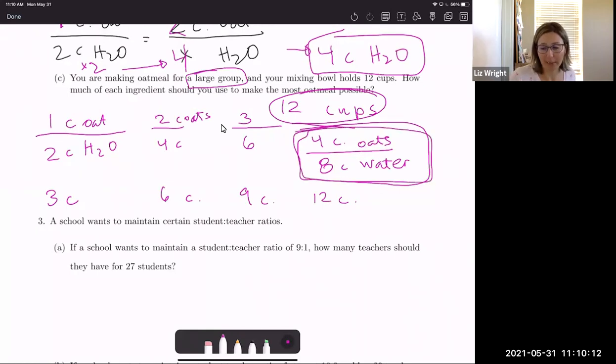Again, there are tons more ways you can do that problem. So if you did another way, but you still ended up with the 4 cups oats and 8 cups water, that's awesome. Good for you. Your method works as well.